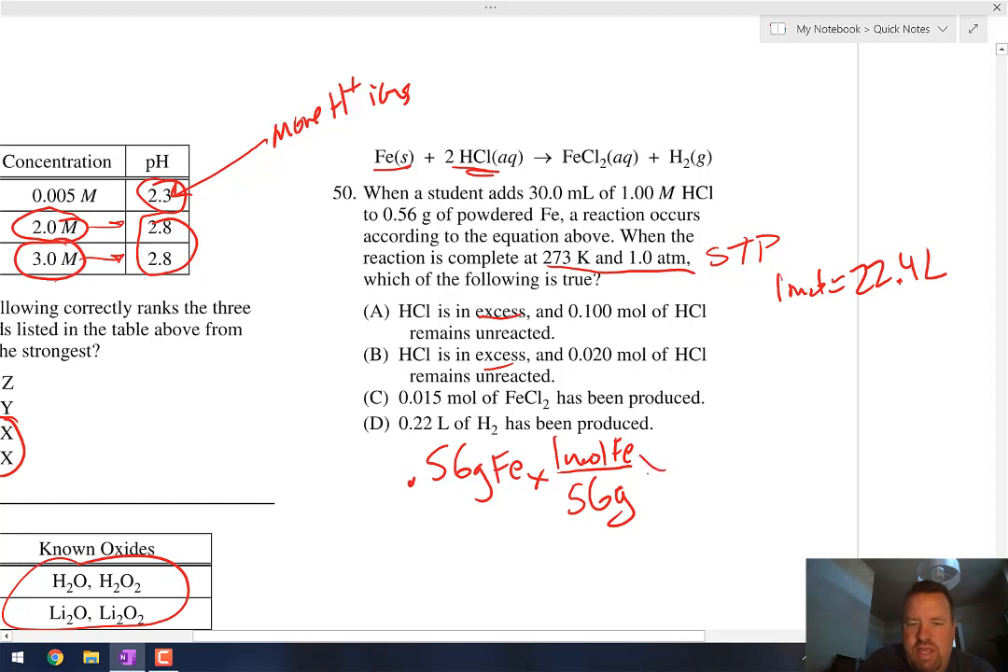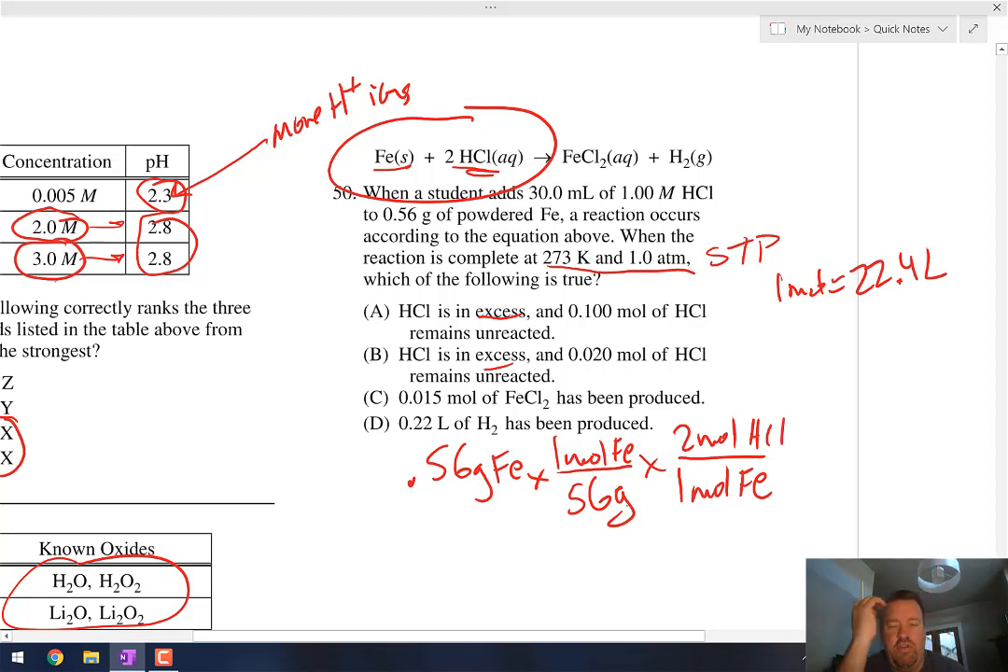And then we can say that according to the balanced equation up here, 1 mole of Fe is going to react with 2 moles of HCl. So 0.56 over 56, so 5.6 over 56 would be 0.1. So 0.56 would be 0.01. So 0.01 times 2 would be 0.02 moles of HCl. And remember, that's how much HCl we need.